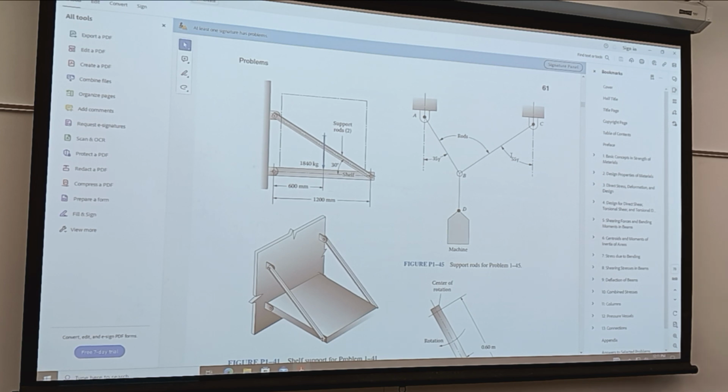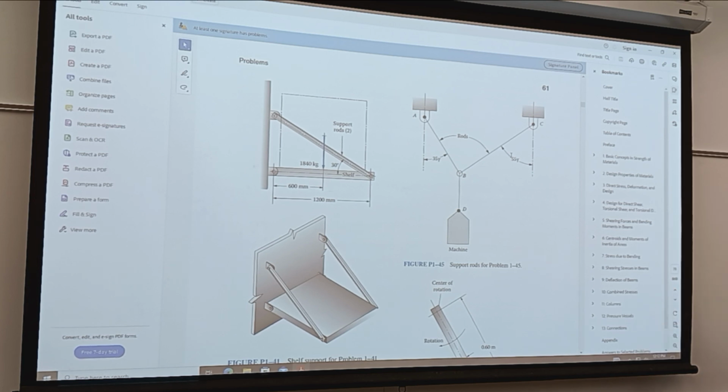Here, all we need to do is evaluate the loads, and there will be tensile, compressive loads or shear, direct shear, and calculate the stress. That's what we can do with the knowledge up to chapter 1.